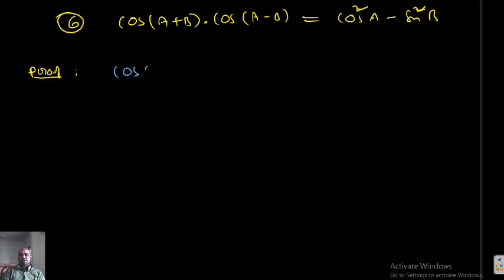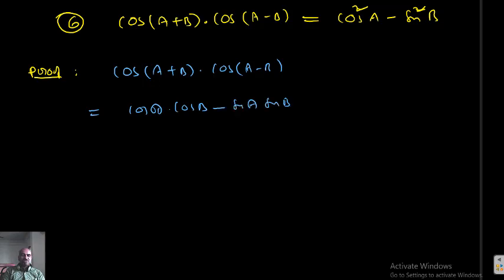Cos of a plus b into cos of a minus b. Cos of a plus b means what? Cos a cos b minus sin a sin b, into cos of a minus b, which is cos a cos b plus sin a sin b.